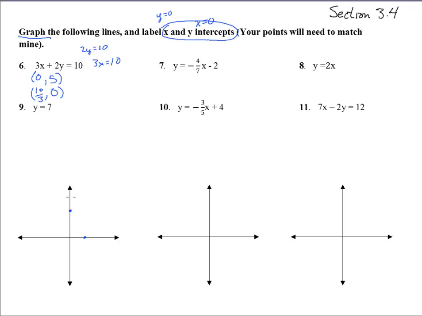Look at that, we have two positive intercepts, a positive y-intercept and a positive x-intercept. We've now gone through the second, first, and fourth quadrant, and it's slanted down and to the right. Good. Number 7.